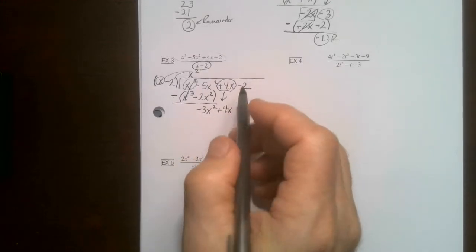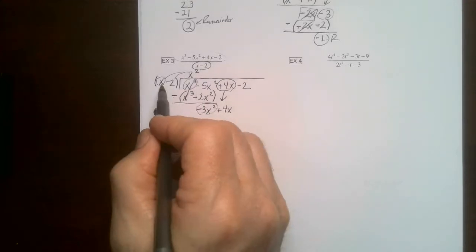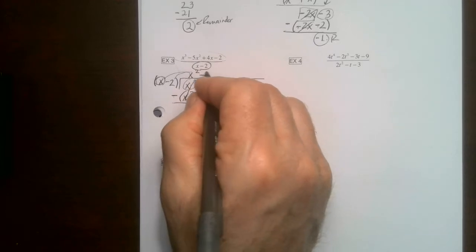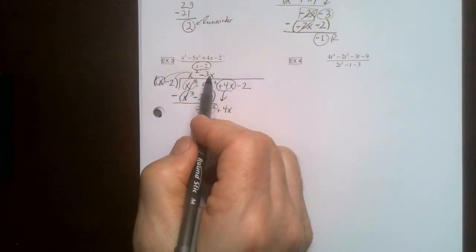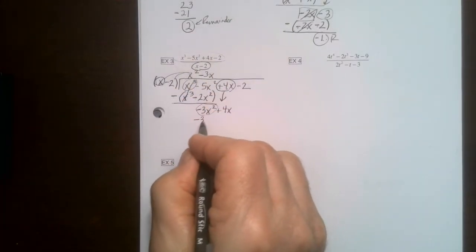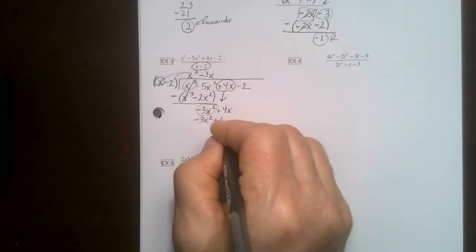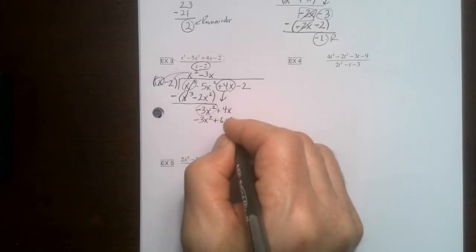So then plus 4x. Now we do it again. Look at the first two things. What times this gives me this? Be minus 3x. This times this gives me that, and I want that. Negative 3x times negative 2 is plus 6x. Don't add these. You're going to want to.